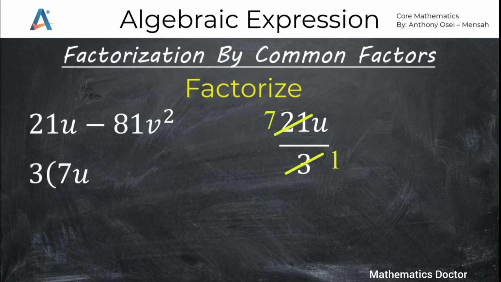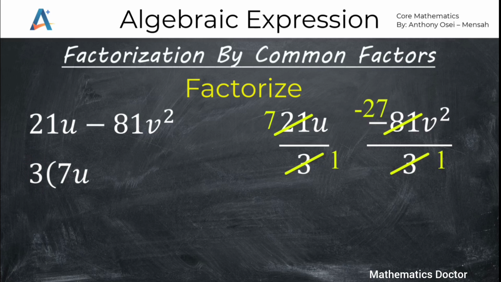Then we have the next term as minus 81v squared divided by the common factor, which is 3. Now 3 into itself is 1. And 3 into minus 81 will become minus 27. Now, if you check the one at the numerator side, we have minus 27v squared as the final expression for this. So we'll bring it here to be minus 27v squared.